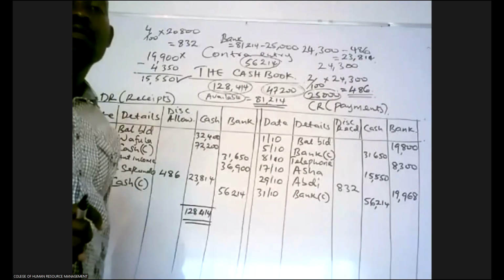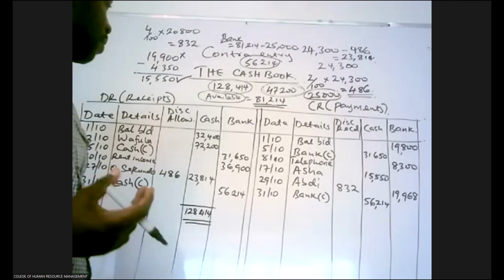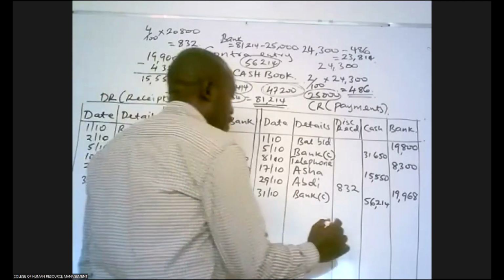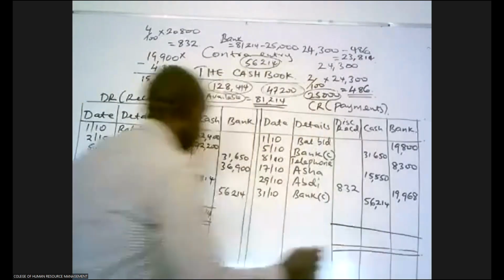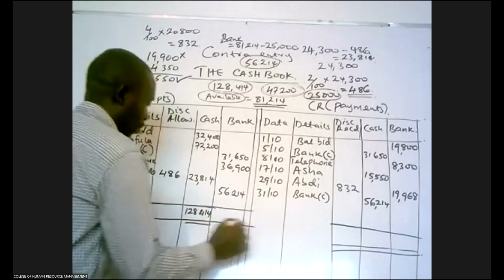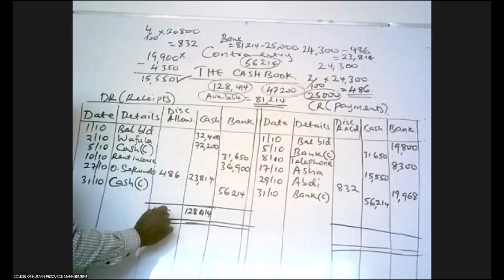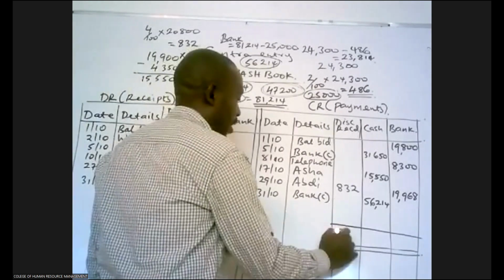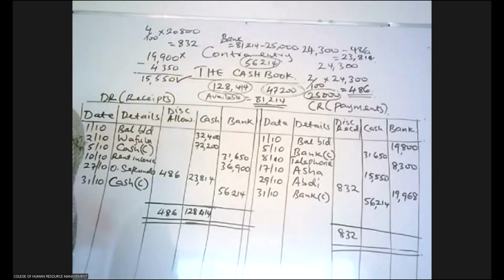Now the remaining bit is for balancing. Balancing is very simple. You do as we did the previous one. But for the discounts, we don't balance them. Don't balance the discounts. So right here, 486. Just right here, 832. They are not supposed to be equal. Discount allowed and the discount received, they are different accounts. So they should not be balanced.